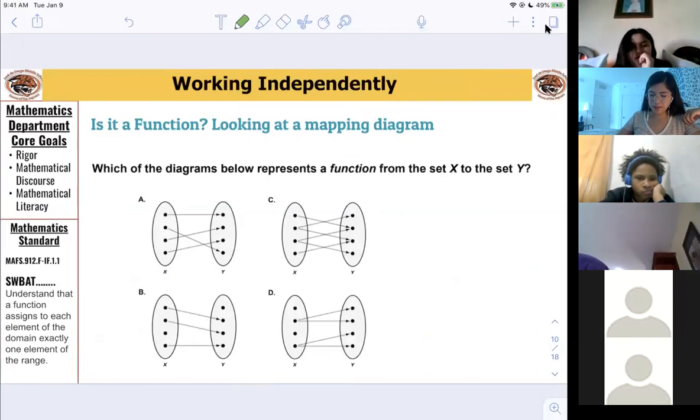Okay. So again, this one was from a test. So they always try and trick you in some way. Read it carefully and try your best. Go ahead.